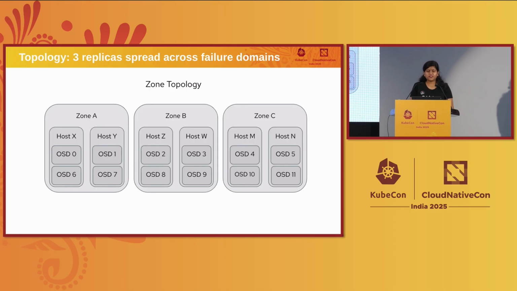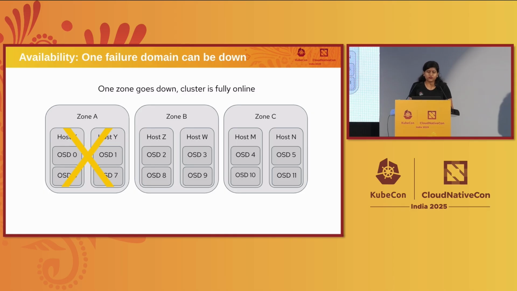So in this case, we have three replicas. Three is the default replica that Ceph supports, and we say that the failure domain is zone. So that means that each copy of the data will be spread across different zones. So zone A would have one copy, B and C. So suppose zone A fails, goes down, you still have your cluster fully up. You can do reads and writes without any downtime.